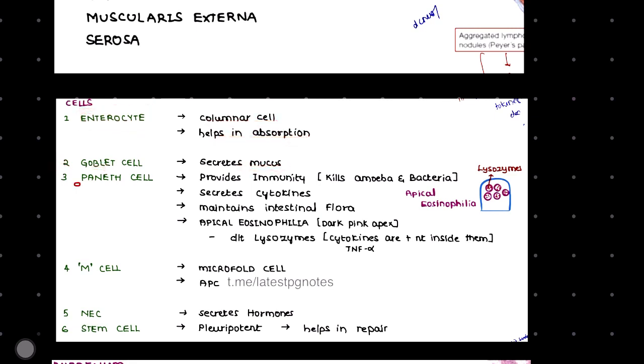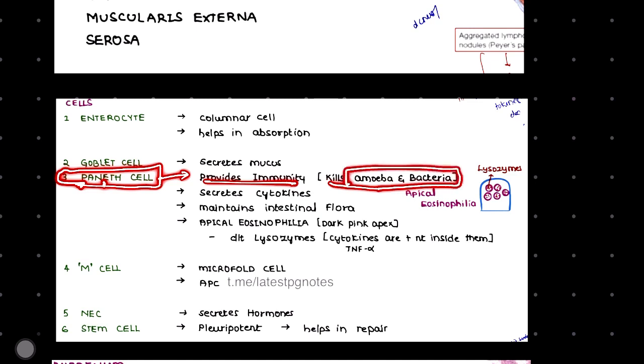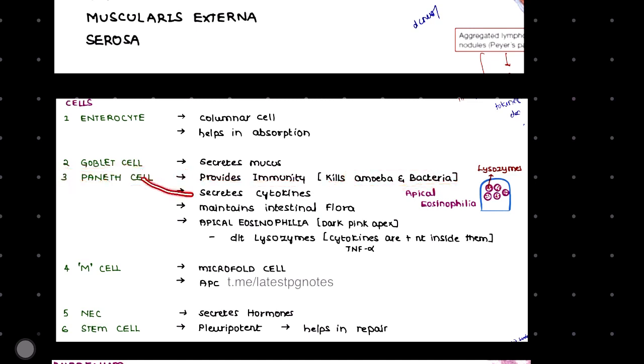And talking about Paneth cells, what are these cells? They are responsible for providing immunity. How are they providing immunity? By giving access to pathogens or amoeba and bacteria. They secrete cytokines, and these cytokines contain tumor necrosis factor also. They are responsible for creating these access points. By giving access to these pathogens, they are maintaining normal intestinal flora.